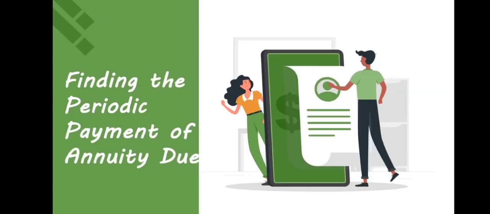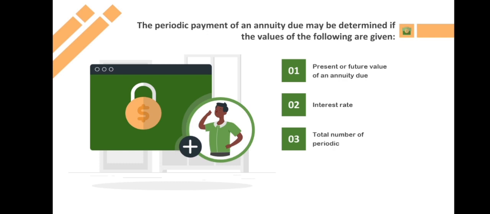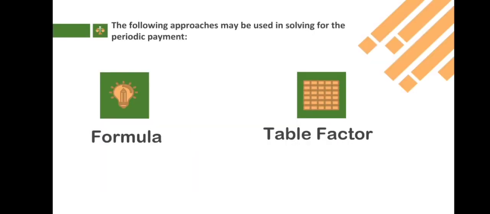Next is finding the periodic payment of annuity due. So, kung kanina ang hinanap natin is yung sum ng periodic payment, yung sum ng binayad natin every period, ngayon naman ang hanapin natin is yung ibabayad natin every period. The periodic payment of an annuity due may be determined if the values of the following are given. The first is the present or future value of an annuity due. Second is the interest rate, and third one is the total number of periodic payments. Same sa present value of annuity due, gagamit din tayo ng dalawang approach to solve for the periodic payment which is the formula and the table factor.